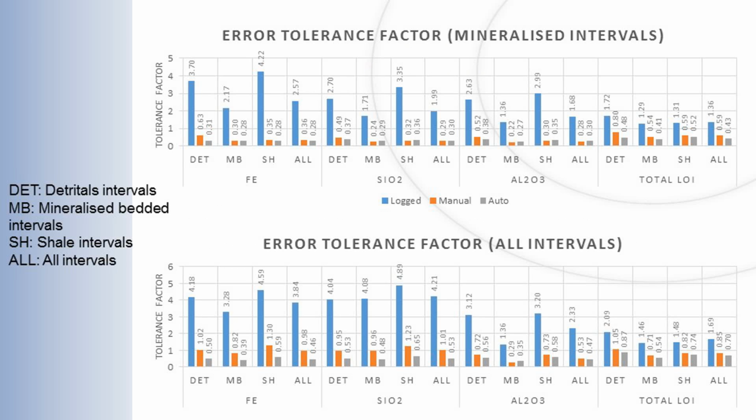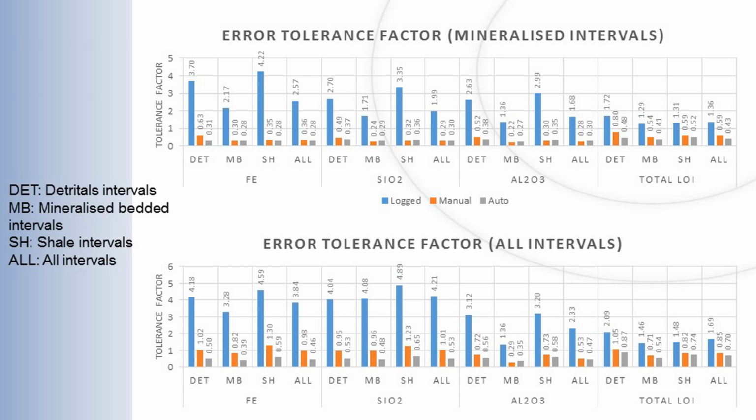We've got this chart. Basically, the chart's divided up into 4 blocks. We're looking at the iron error, the error in silica, alumina, and for the LOI. For each of these, we've got the detritus intervals, the mineralised bedded, the shale intervals, and then we've grouped them all together. Just looking at the mineralised intervals, the first thing to see is that these blue lines are all fairly big. The blue lines are the errors from the logged compositions. These are the ones we're trying to correct, so it's nice to see that the validated compositions are better numerically than the logged ones, because that's the whole aim of the thing.